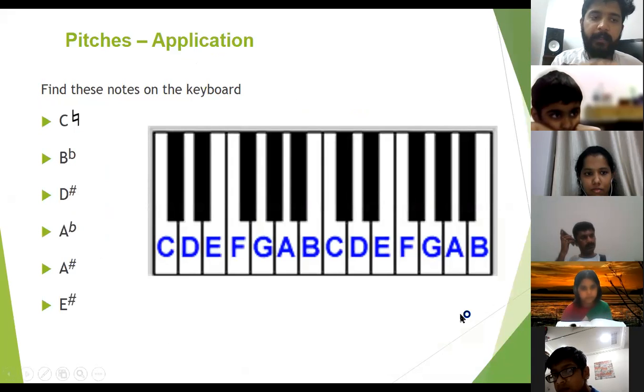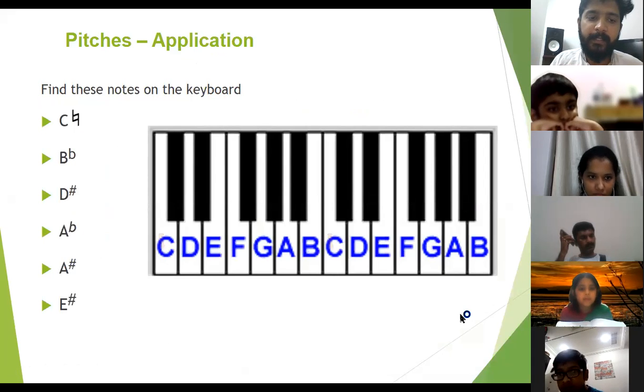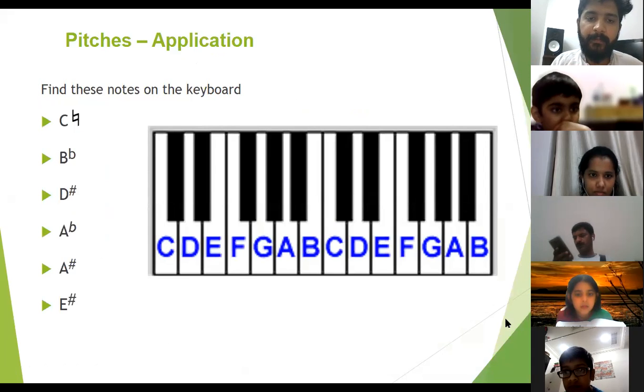Okay, we'll discuss this one. C natural, just find it out. Where is C natural? The white key. Okay, just to revise. B flat, where is B flat? Yep. Where is D sharp? Yeah, all of you are getting it. A flat. Yeah, A sharp, where is A sharp? Find it out. Cool. And where is E sharp?